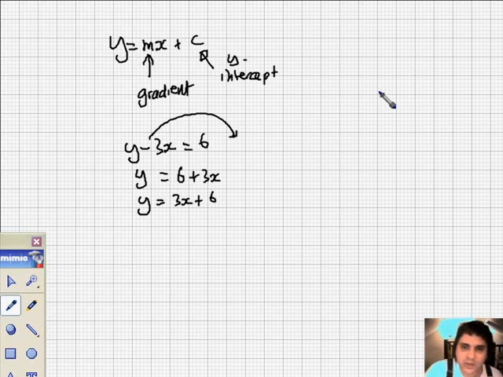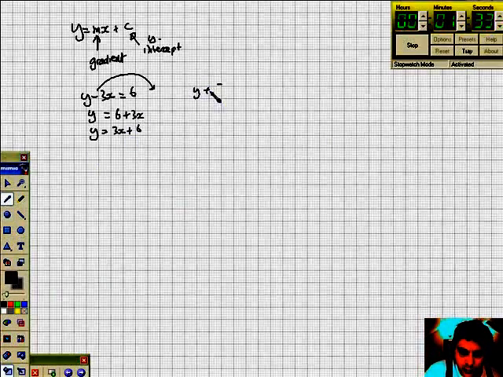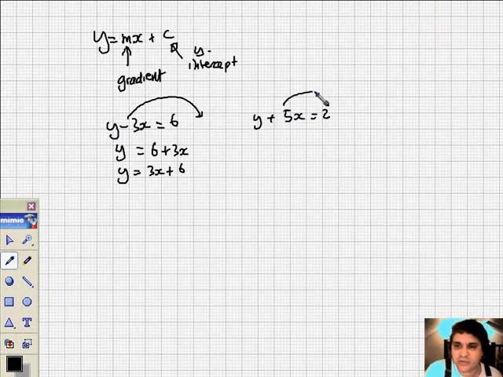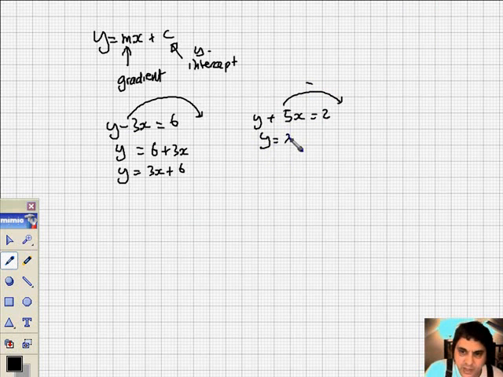Let's do another one. I've got here y plus 5x equals 2. Let's just rearrange it, take it over. It's plus 5x, take it over as a negative and minus it. So y equals 2 minus 5x, and that's fine. If you want to write it in this form exactly, we could say y equals minus 5x plus 2. So straight away I can see that minus 5 is going to be the gradient of this graph, and it's going to cross at (0, 2) on the y-axis.